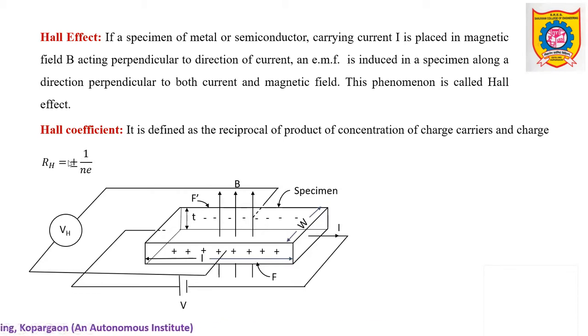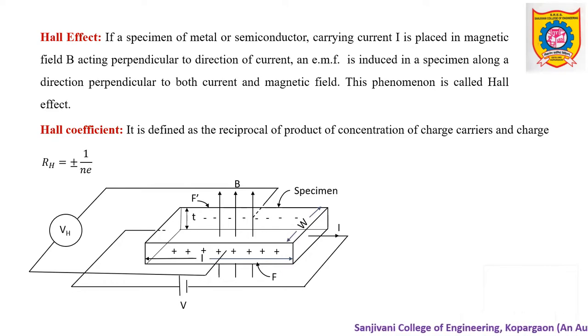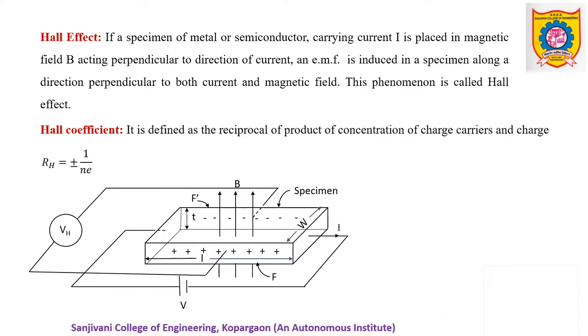This plus or minus sign is due to the type of charge carriers. Particularly, if it is a P-type semiconductor, we will have plus 1 upon Ne. And if it is an N-type semiconductor, due to the negative charge on electrons, it is minus 1 upon Ne. So this is one of the applications of Hall effect, that we can distinguish between P-type and N-type just by knowing whether the RH value is positive or negative.